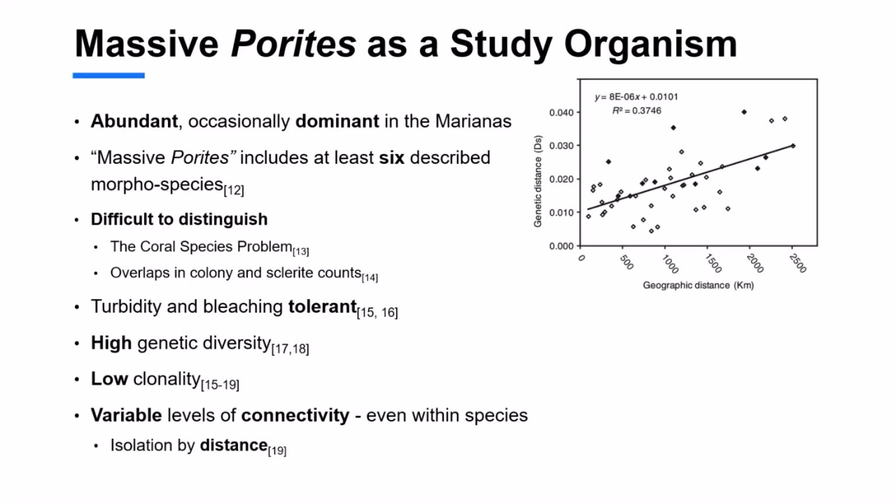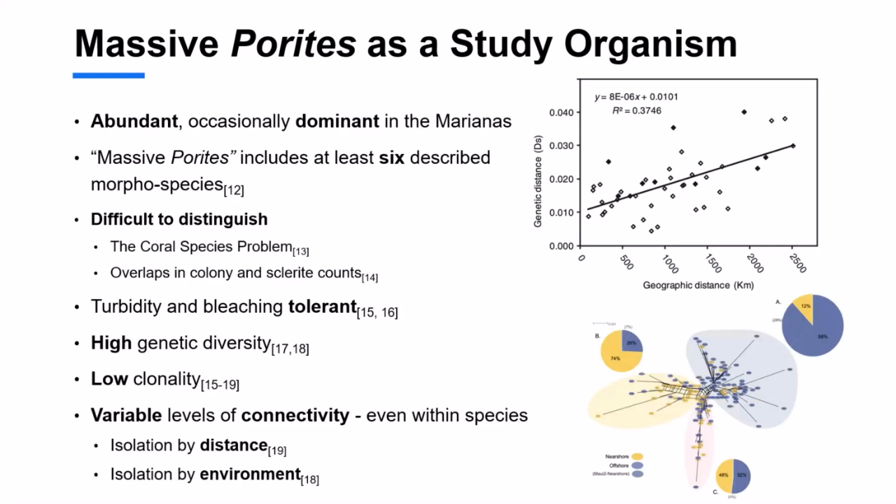And to highlight that, I want to point to the Hawaiian archipelago and Porites lobata. So, in one study, there was a very clear isolation by distance pattern uncovered. And what that means is that you're looking at a figure showing genetic diversity on the y-axis and geographic distance on the x-axis. And as you can see, there's a pretty clear linear positive trend. As you increase in geographic distance, populations become more genetically differentiated.